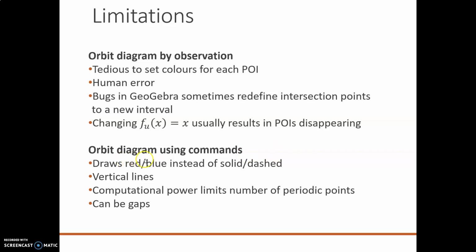The orbit diagram using commands, well, here are the limitations for it. It draws red and blue instead of solid versus dashed, which is technically what we should have. The vertical lines didn't always come in, sometimes were visible. The computational power was based upon the limit of the number of periodic points, and as you started to go beyond 4, maybe even 5, some computers could handle it, but other computers couldn't, and that comes down to the computational power of the CPU. And there can be gaps.